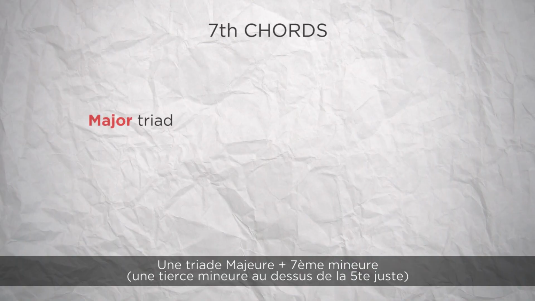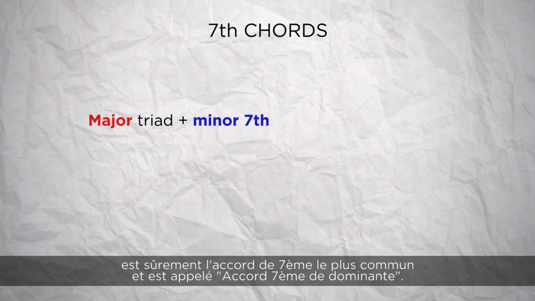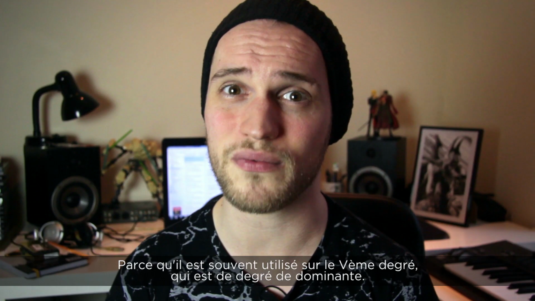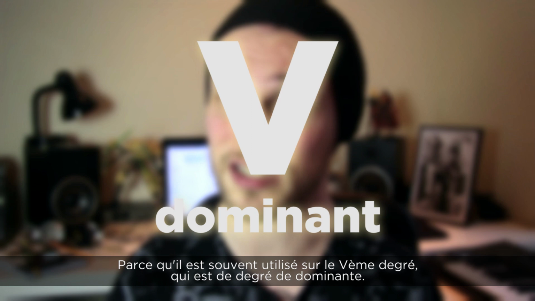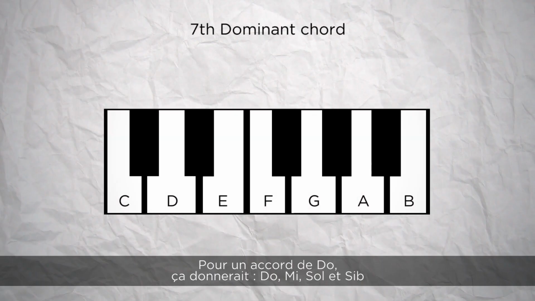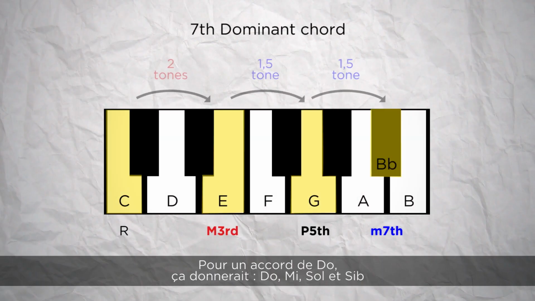A major triad with a minor 7th, which would be a minor 3rd above the 5th, is probably the most common 7th chord and is called a dominant 7th chord, because it is often used on the 5th degree, which is the dominant degree. For a C chord, they will make C, E, G, B flat, and it would be noted C7.